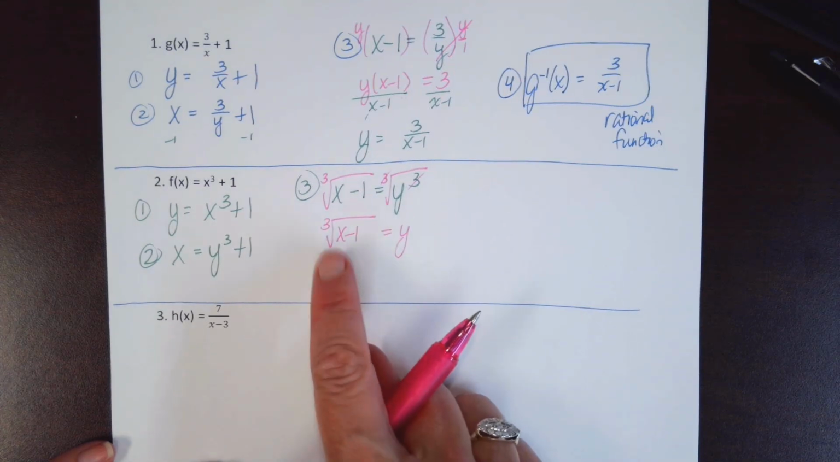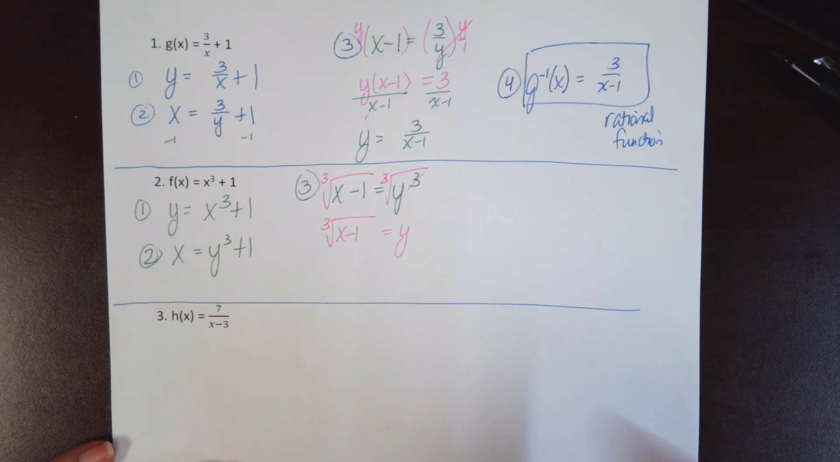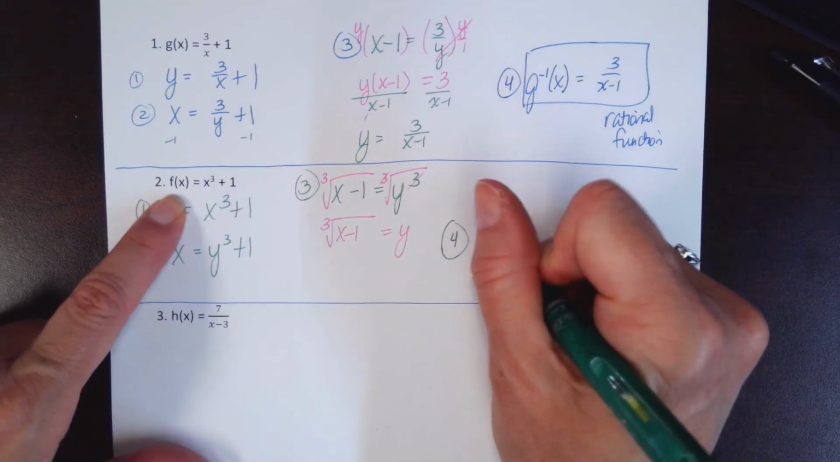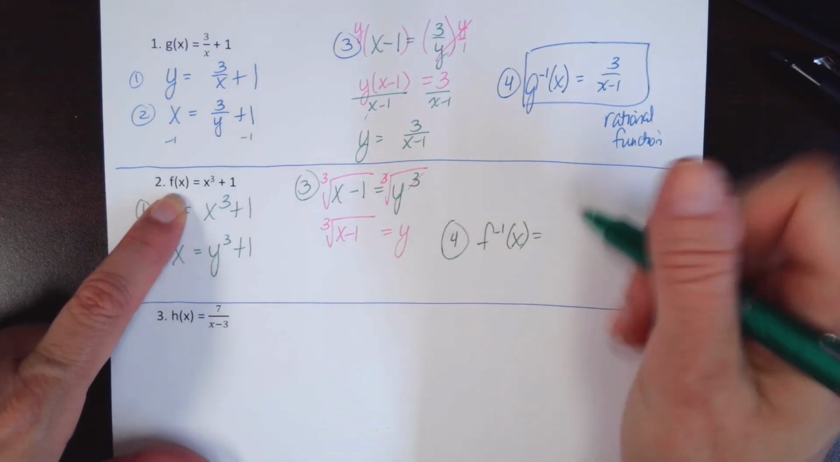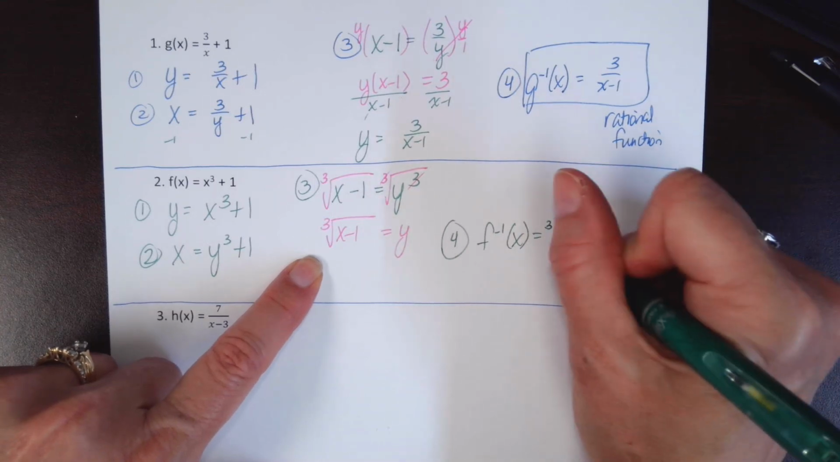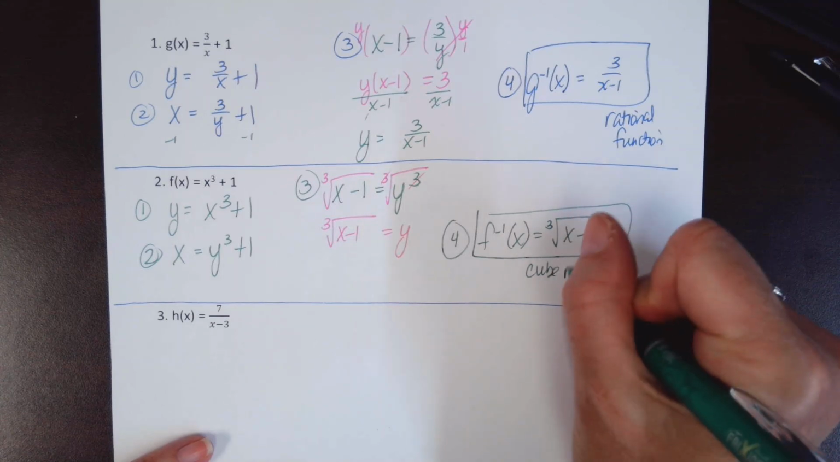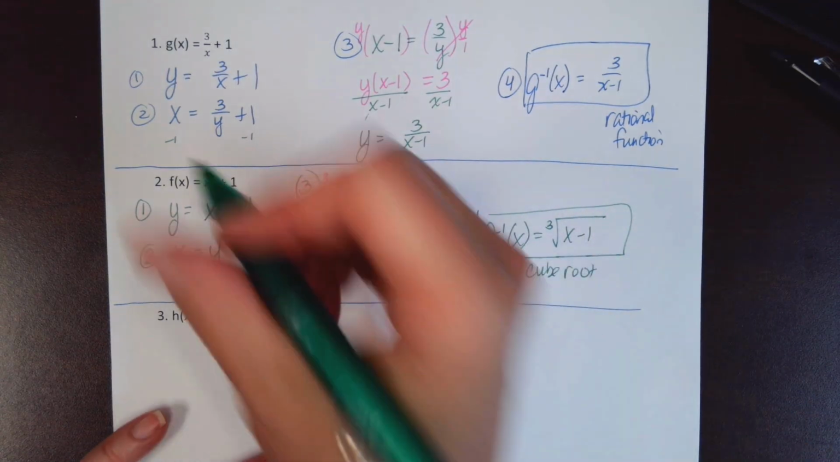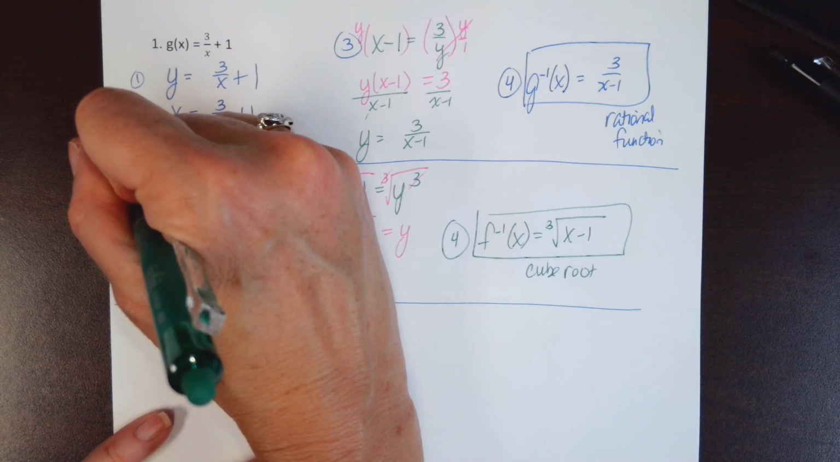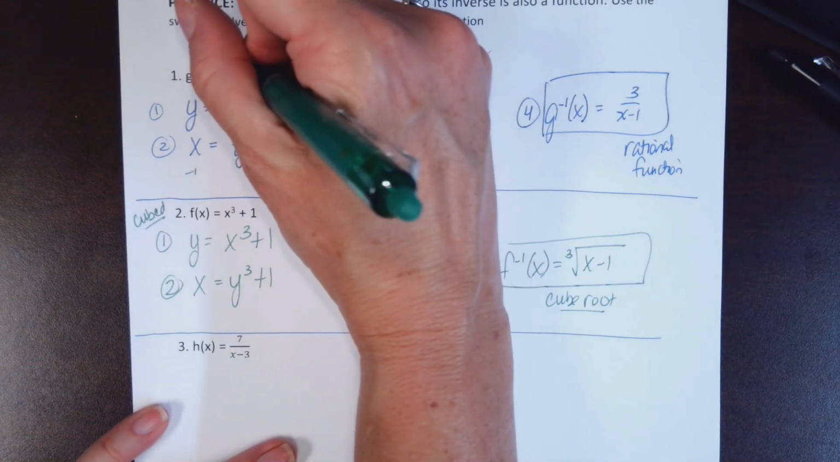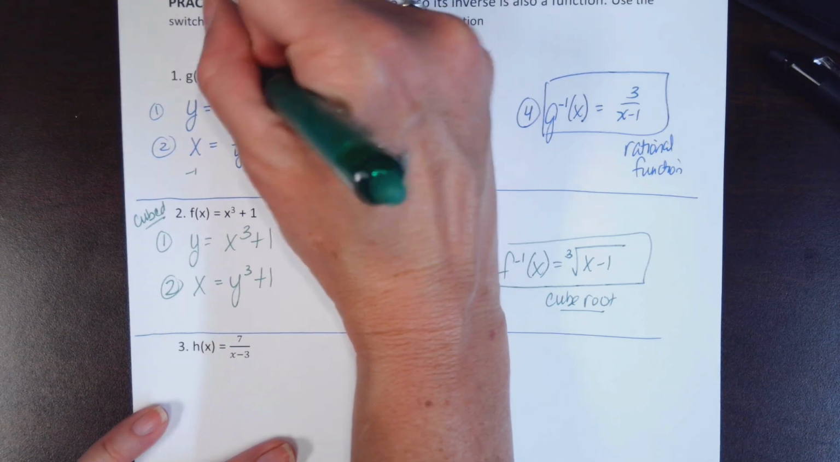So this is a radical function. It's a cube root function, which is one of our parent functions. My last step is to replace y with my inverse notation. It started as f of x, so my cube root function is f inverse of x. So my original function is a cubed function. This one is a cube root function. Over here I started with a rational function. I ended with a rational function.